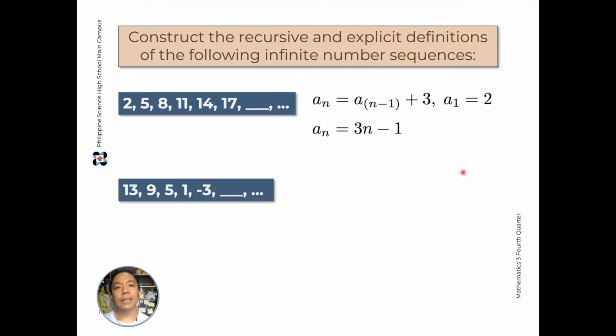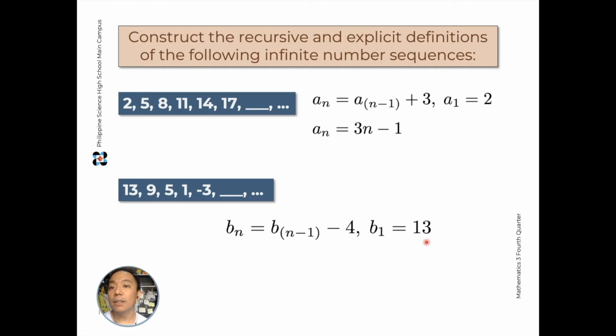In this sequence, ganun din, hanapin natin yung recursive and explicit. I'll pause it again para try n'yo hanapin on your own. And let's compare our answers. So from 13 to 9, 9 to 5, 5 to 1, 1 to negative 3, what are we doing? Since we're adding negative 4 or we're subtracting 4 to get to the next term. So our recursive definition would be, so I'm using b, the nth term is equal to the n minus 1 na term, or the next term is the previous term minus 4, where the first term is equal to 13.